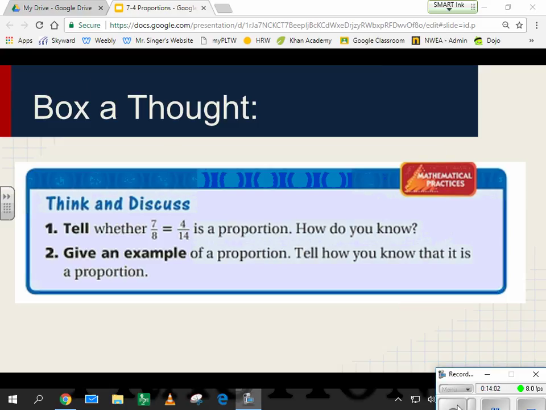Here's your box of thought. First one, you're going to tell me whether 7 to 8 is equal to 4 to 14, if that's a proportion. How do you know? So think cross-multiplying. How can you prove it through cross-multiplying? And then give an example of a proportion. Tell how you know that it is a proportion. Done a lot of problems in your homework. You can probably just copy some of those down and explain them.